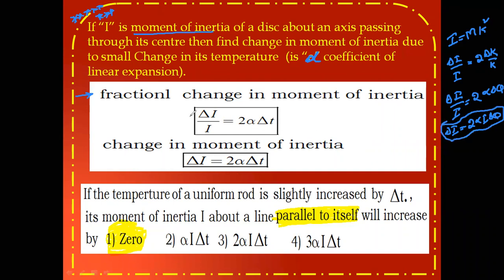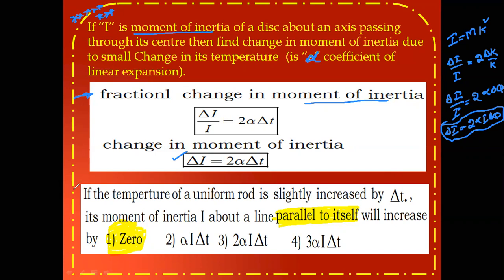So delta I by I, we call the fractional change in moment of inertia. So the change in moment of inertia is equal to 2 into alpha into I into delta theta. These are the two formulae we have to take into consideration. Now if you see the question, here the disk is rotating about an axis passing through its center and perpendicular to its plane. These questions are varied.